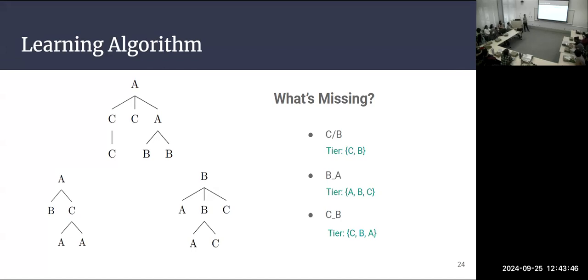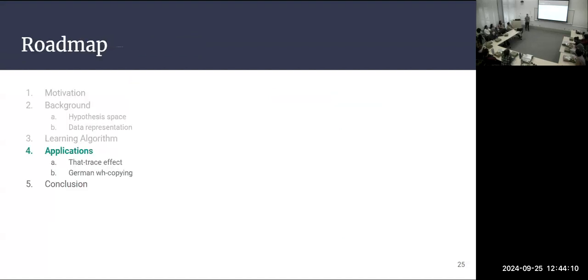And you can do a similar thing with C and B as siblings of each other. I'm not going to go through it, but you can check. It involves ripping out this A node here, basically. So this is how the algorithm proceeds. And I'll just have to ask you to take my word for it for now that this approach correctly learns the class that I say it does, because what I really want to talk about, and I only have a few minutes, is some of the applications.